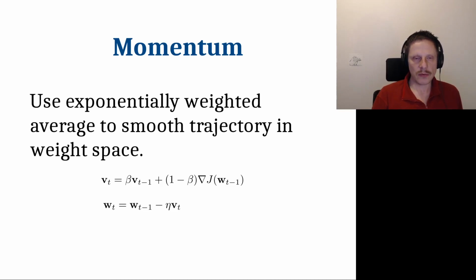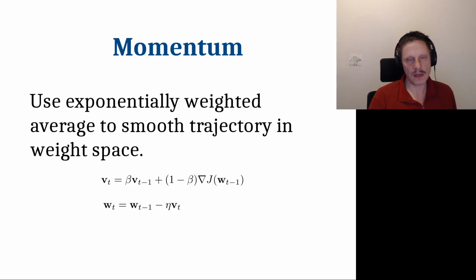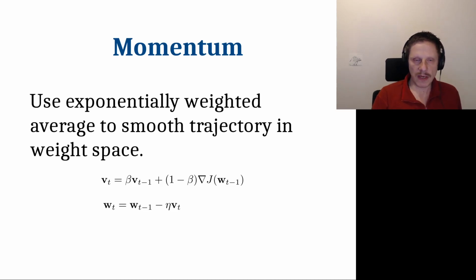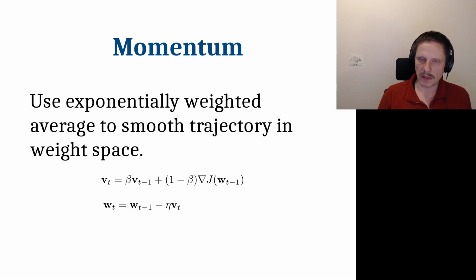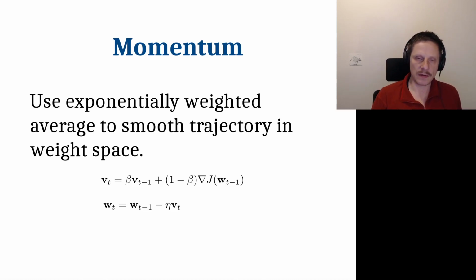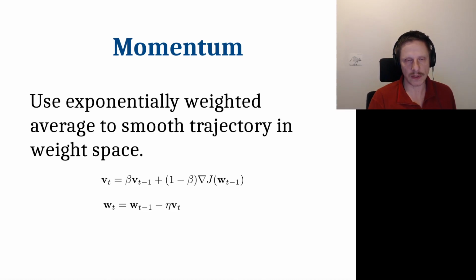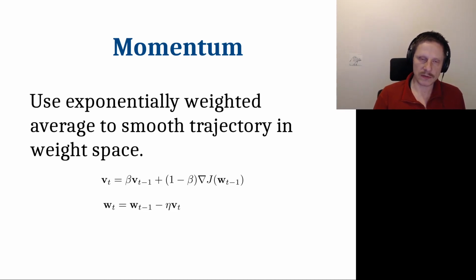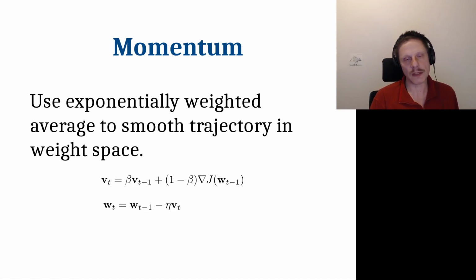We're going to compute this update term v, and that is where the averaging comes in. So we are summing two components. The first one is the previous value of v weighted by beta, and the second component is the value of the current gradient of our objective function weighted by 1 minus beta. So this is the update term, and then in the second line we just update the weights using this update term multiplied by the learning rate.